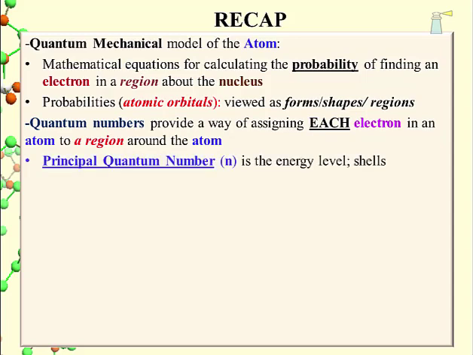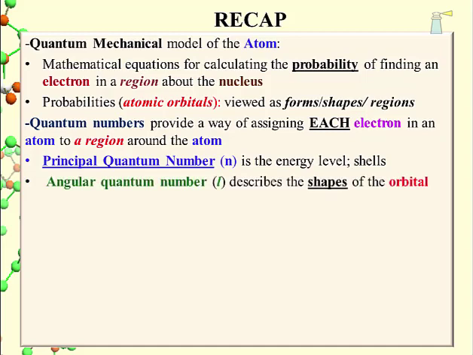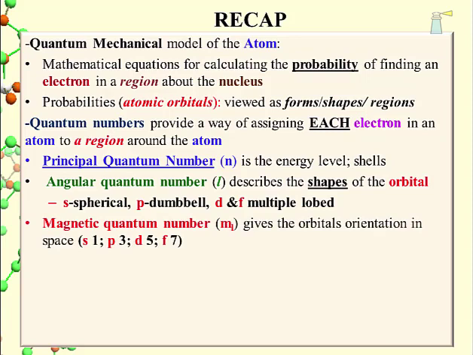The first quantum number is the principal quantum number n. It is the energy level. We refer to all orbitals within an energy level as shells. Angular quantum number L describes the shape of the orbitals. S orbitals are spherical, P are dumbbell-shaped, and the D and F orbitals are multi-lobed. The magnetic quantum number, M sub L, gives the orbital orientation in space. There's 1 orientation for S orbitals, 3 for P, 5 for D, and 7 for F-type orbitals.